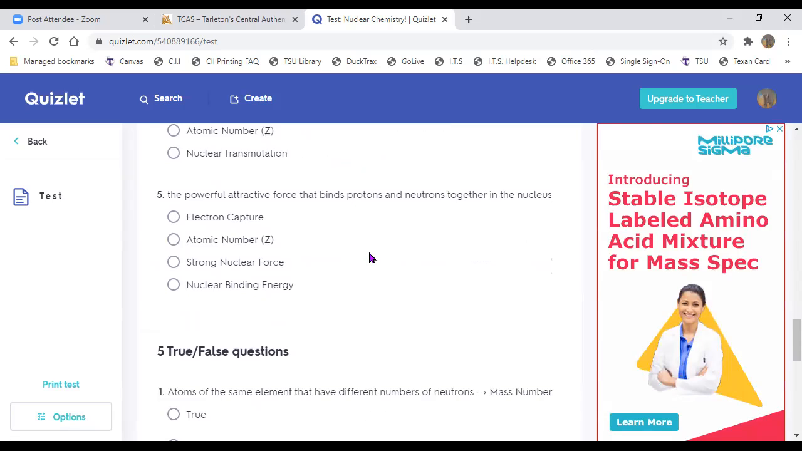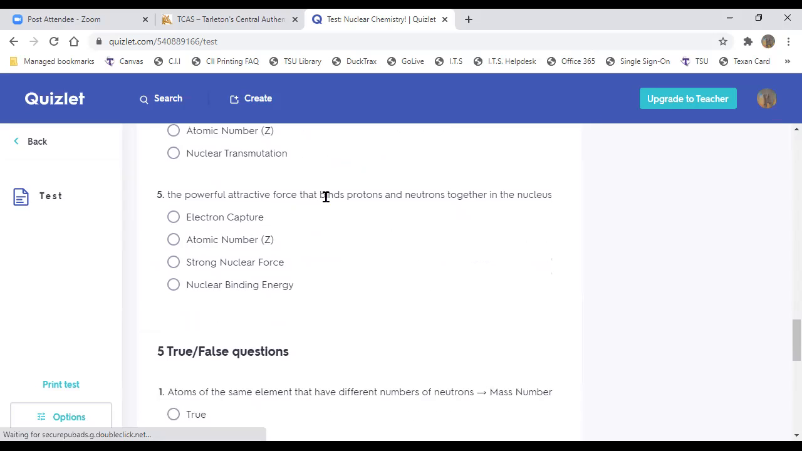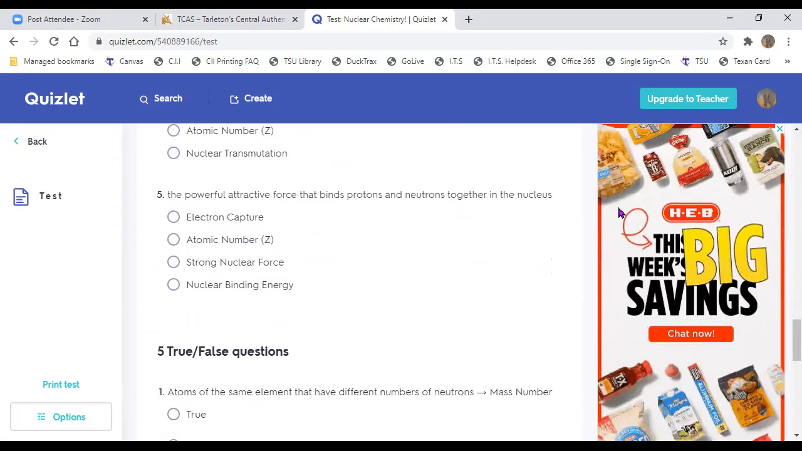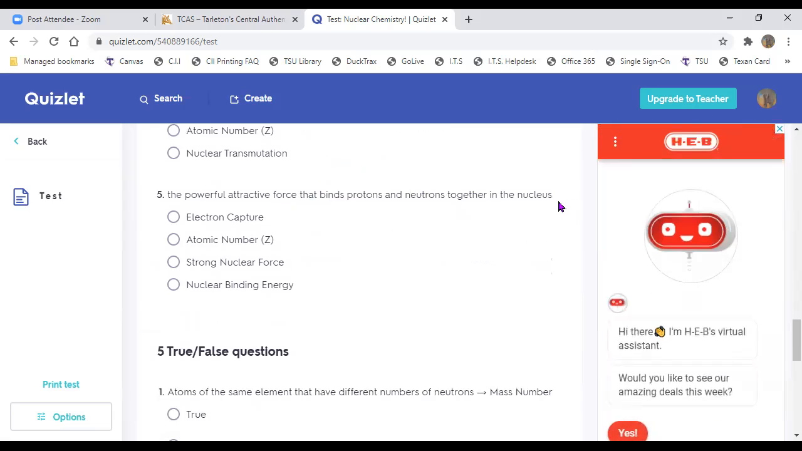Let's move on to number 5, the powerful attractive force that binds protons and neutrons together in the nucleus. Again, this one kind of gives away the answer, but think about it in the nucleus. You need some type of force to hold all the protons and neutrons together. Because remember, they're not attracted by positive and negative charges, protons and neutrons, because neutrons are neutral. So what do you think? Which one of these is the powerful attractive force that binds protons and neutrons together?